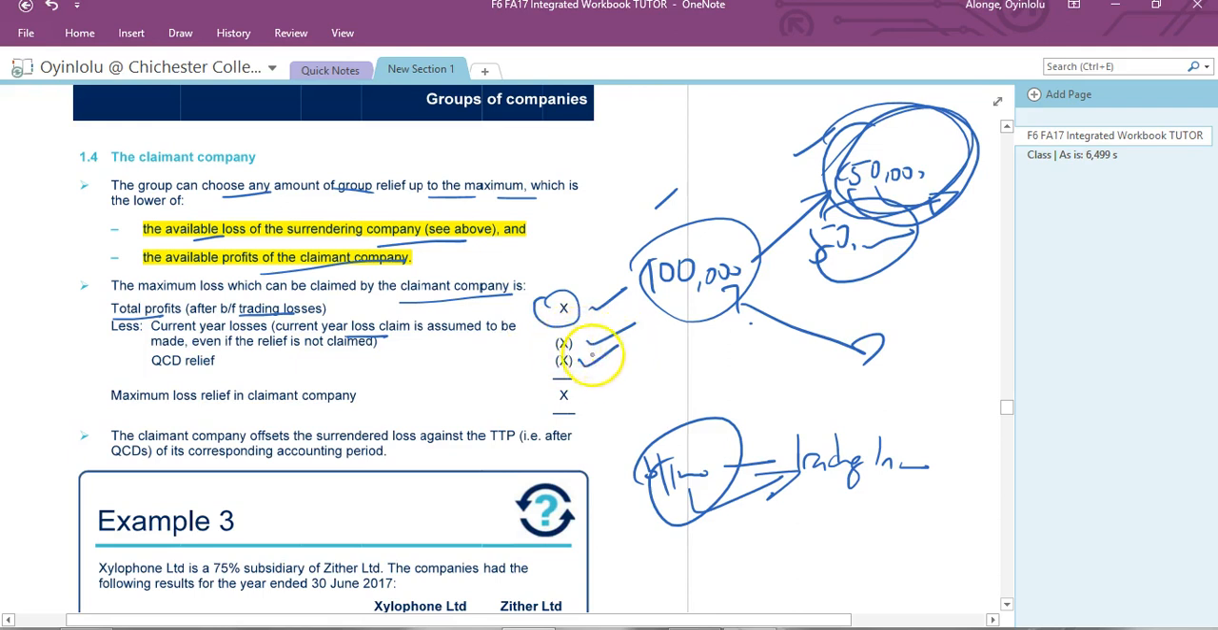losses. Sorry, you can't use chargeable gain losses. So for example, any interest expense, what else? Property. I think those are really the two things. And QCDs, of course. And whatever's left, you can accept. You can mop up someone else's losses with whatever remaining profits that you have.